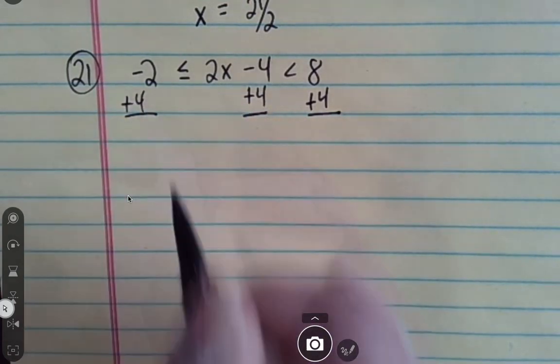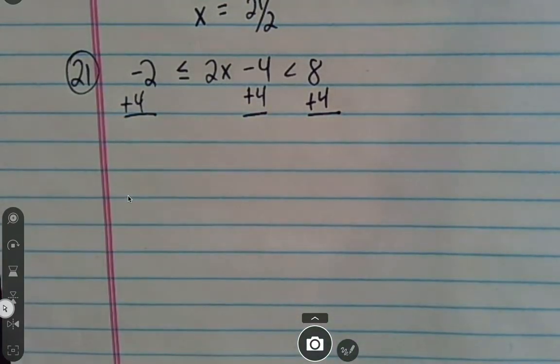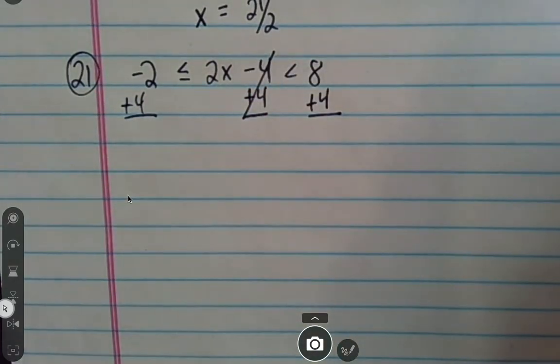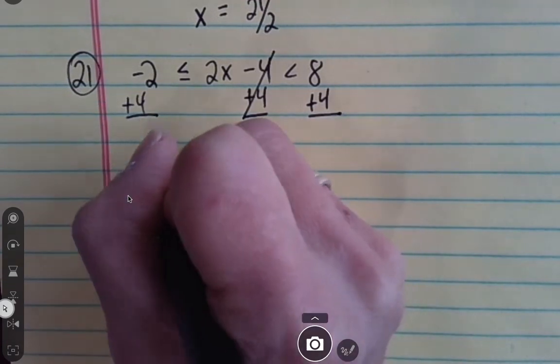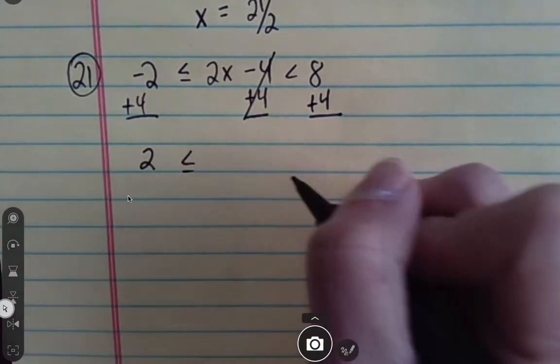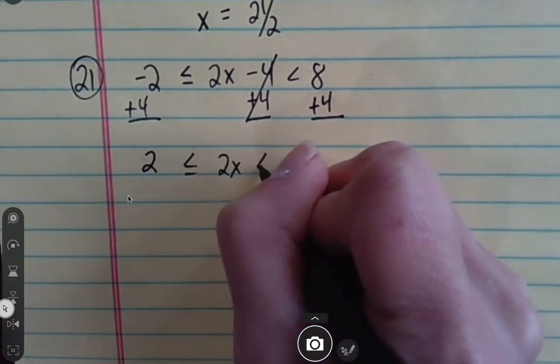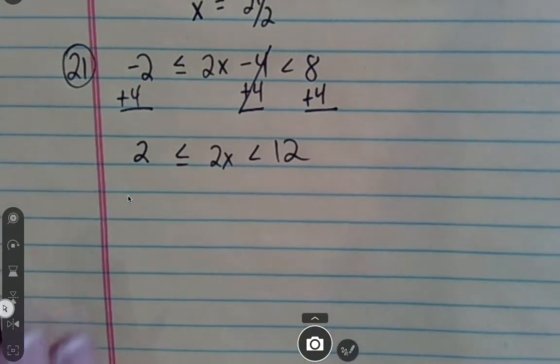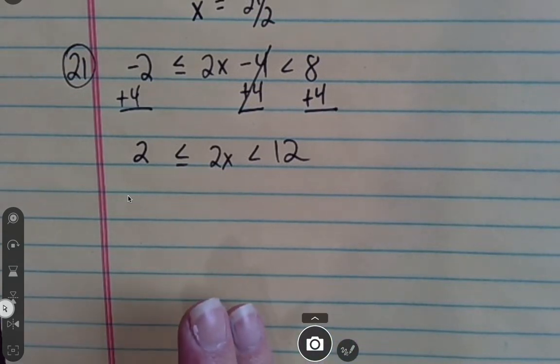Does everybody see that? Like we have 2 things going on at one time. So that cancels out. What's negative 2 plus 4? 2. And over here I get a 2x. And then over here I get a 12. So look at that and make sure you understand. Does everybody understand where those numbers came from? Yes? Okay.